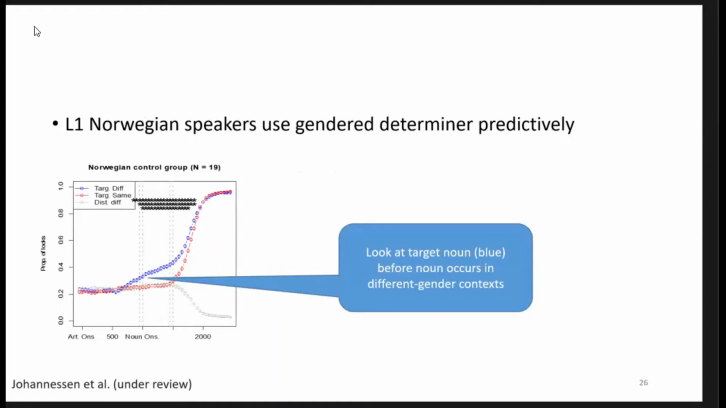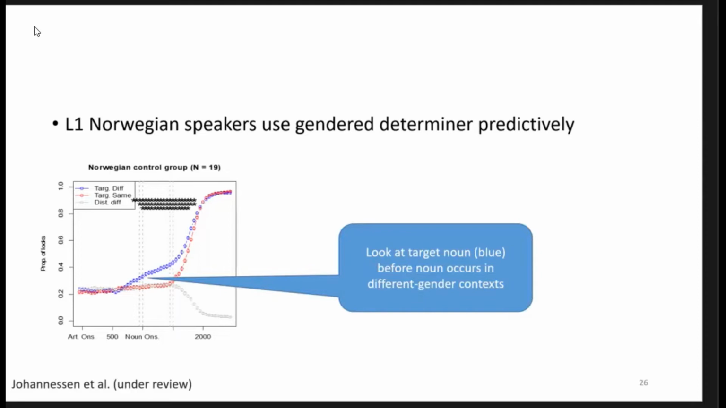So again, on the x-axis, you see time unfolds, and you see the noun onset there, that's the 1, 2, 3rd tick. And the dotted blue line are the eye movements to the target object in the case in which the two objects in the display have a different gender. And you see that way before the noun onset, there is already a differentiation between these two contexts. So this suggests that L1 Norwegian speakers really use that determiner information predictively.